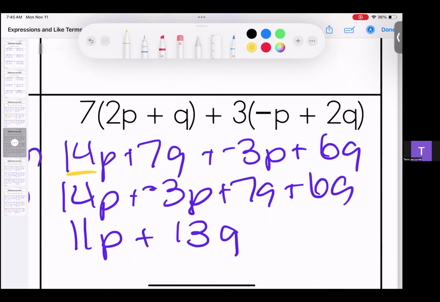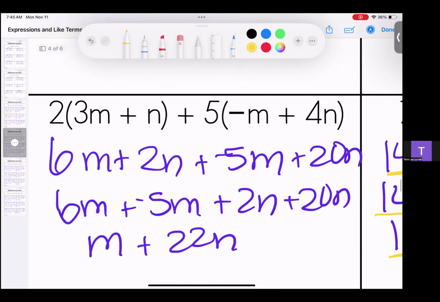7 times 2 is 14. 7 times 1 is 7. 3 times 1 is 3. 3 times 2 is 6. 14p, negative 3p. 14 minus 3 is 11. 7q, 6q. 7 plus 6 is 13. Bring your q.